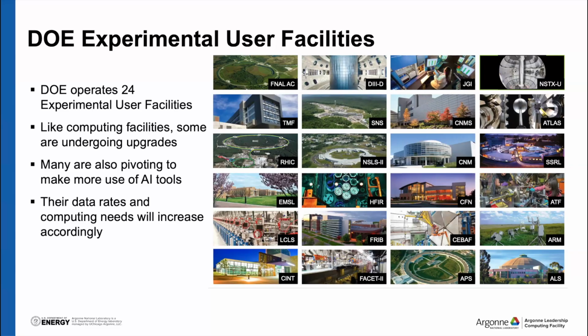So many of these experimental user facilities are undergoing upgrades, and we'll hear more from Hannah about the upgrades at the APS. And that often comes along with a large increase in data rates. In addition, many of these facilities are pivoting to make more use of AI tools, and that also changes the complexion of their computing needs. So this combination of upgrades and more AI usage is increasing the data rates and the computing needs for these facilities. So that poses a challenge.